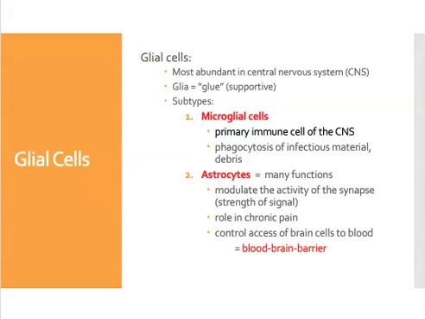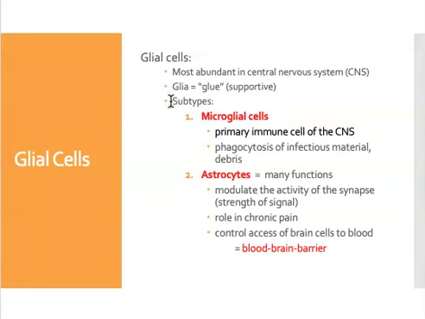Now let's take a minute and talk about glial cells. Glial cells are the most abundant cell that you find in the central nervous system. That surprises people when you tell them that, because you would imagine that neurons are the primary cells in the central nervous system. But it's the glial cells, the supportive cells, that make up most of that tissue. Remember, that term glia means glue or support.